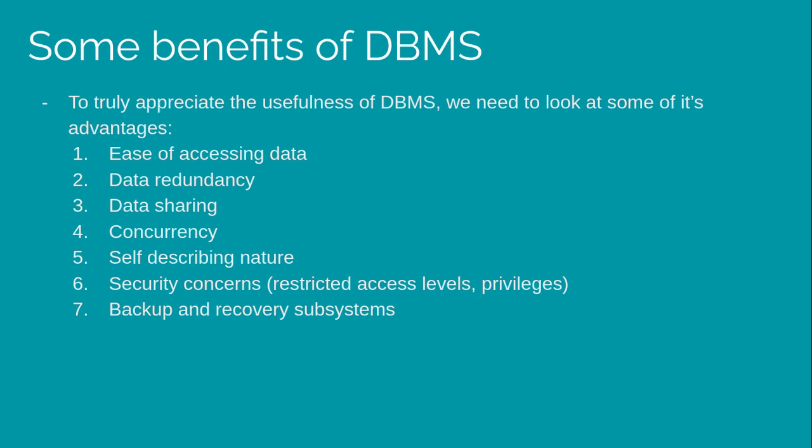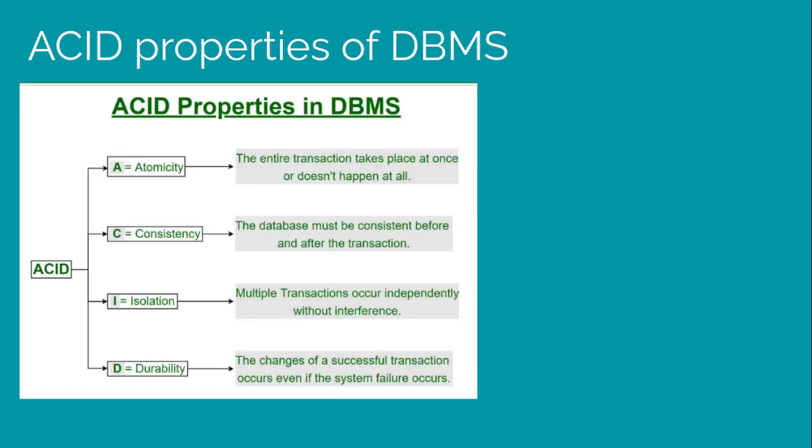Moving on, let's discuss ACID properties of database management systems. So this is quite an important property in DBMS. And what does ACID mean? The A in ACID stands for atomicity. What this means is, if a transaction were to occur in a database, atomicity dictates that either the transaction will happen at once or it won't happen. It's usually called all or nothing.